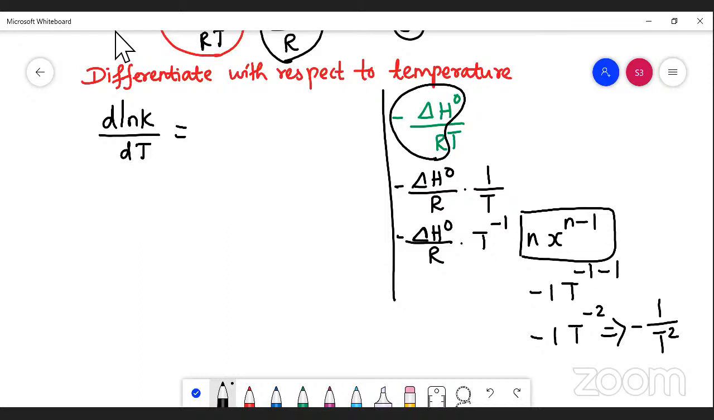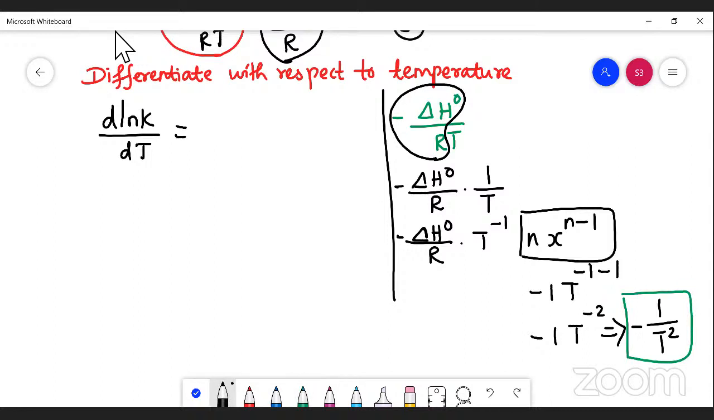I am keeping del H naught divided by R as a constant on one side. The remaining factor 1 by T, I consider as T the power minus 1. On differentiation of T the power minus 1, using the formula n into x the power n minus 1, I get minus 1 T the power minus 1 into minus 1, that is minus 1 T the power minus 2. That whole thing I can write as minus 1 by T square.